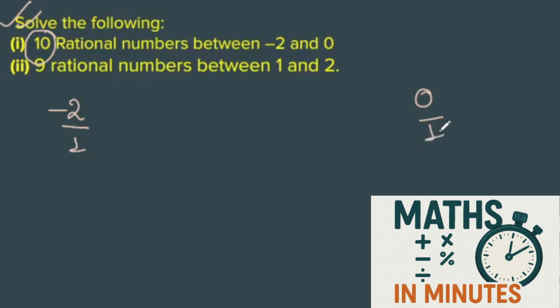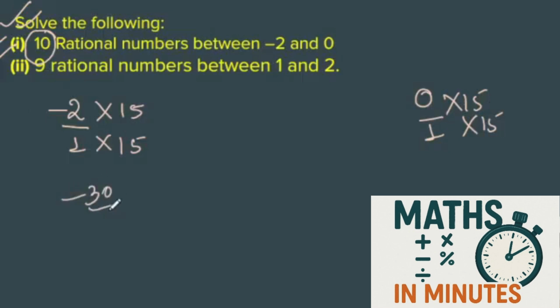Step 1 is sorted. Step number 2: you will multiply with any number of your choice. Since we have to find 10 rational numbers, my choice is I will multiply with 15. But whatever number you are choosing, you have to multiply numerator as well as denominator. Same thing over here. Multiply by 15, multiply by 15. Right? Now you got -30/15, and this is 0 ही रहेगा. 0/15 will be 0 only.